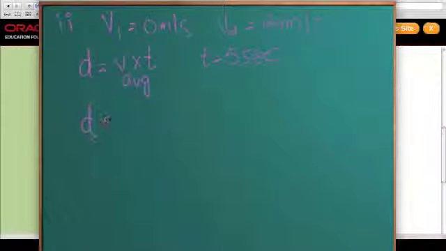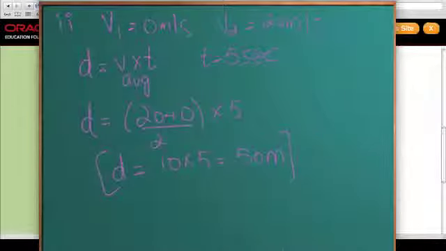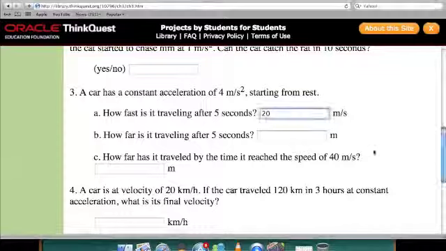So distance is equal to 20. Now I'm finding the average, 20 plus 0 divided by 2. This is the average, V2 plus V1 divided by 2, times 5. 20 plus 0 is just 20, divided by 2 is 10. So D is equal to 10 times 5, which is equal to 50 meters. So it would be 50 meters.